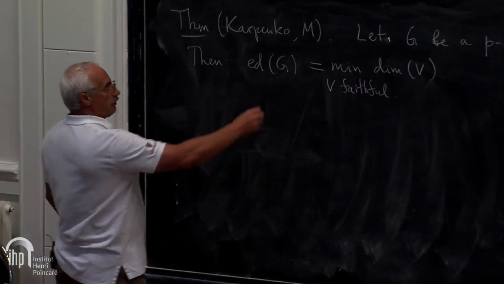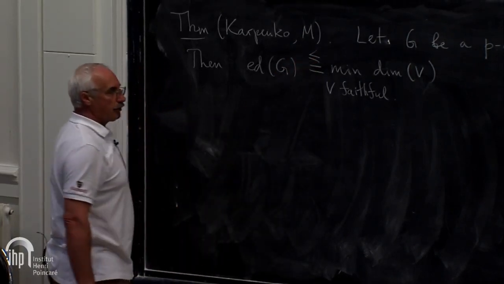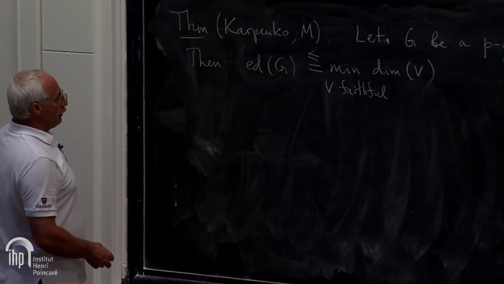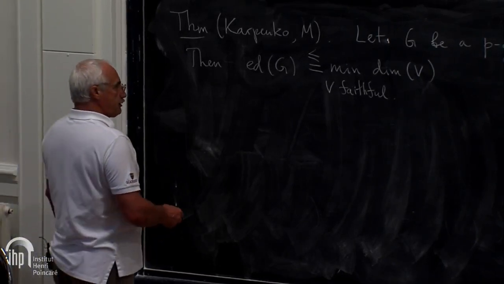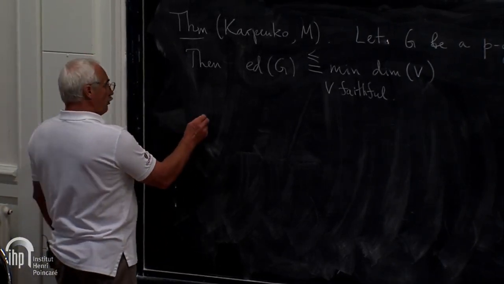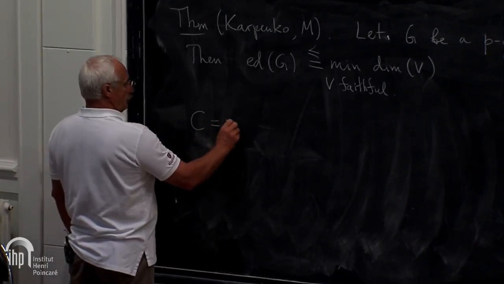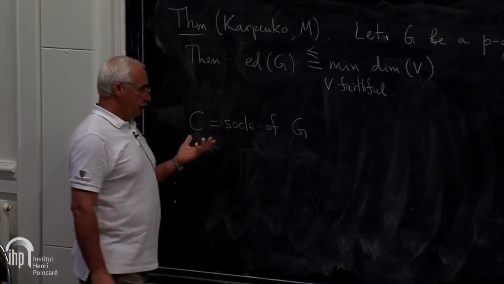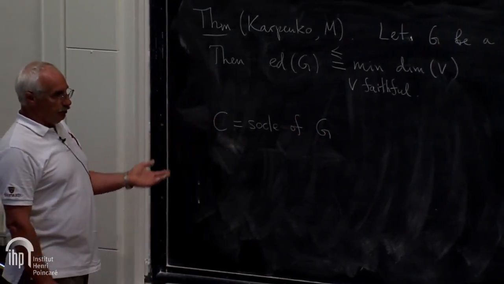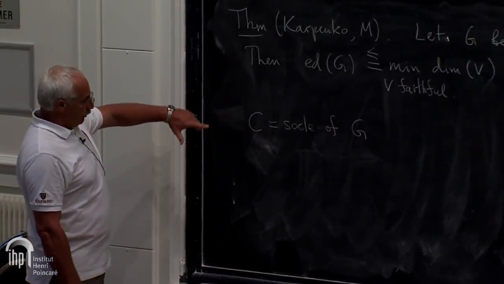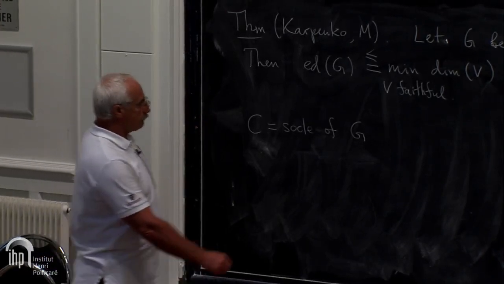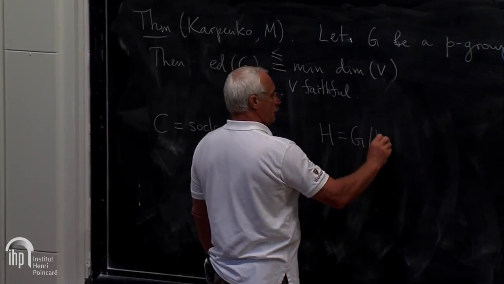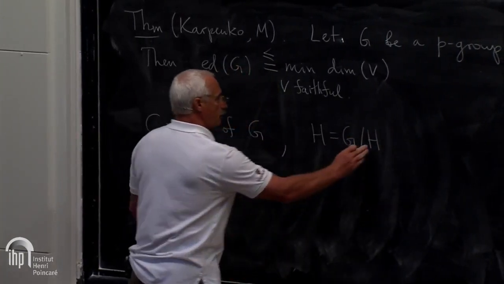Well, as I said, that inequality is clear. How to prove the opposite one? This is the idea. You take the circle of G, C, the maximal elementary p-group which is in the center of G. And H is the factor group, G mod C.